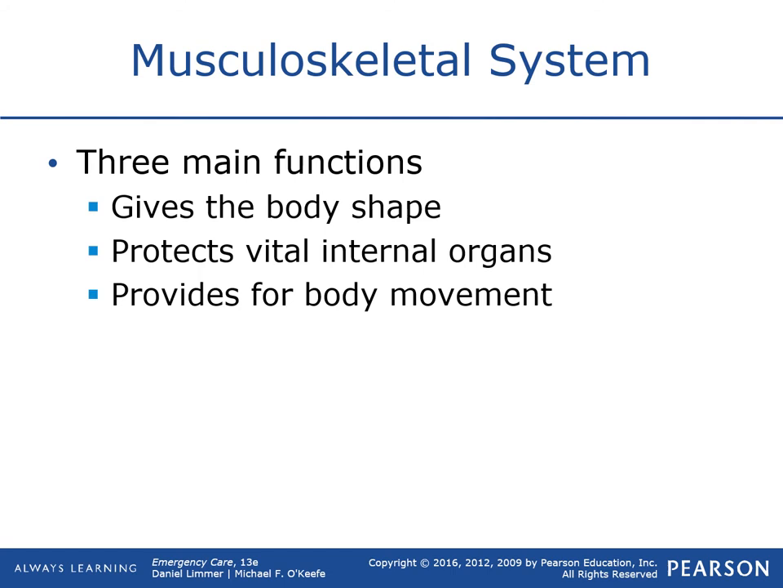Again, the musculoskeletal system has three main functions. First one is it gives the body shape. It gives it actual structure. Secondly, it protects your vital organs. If you think of your rib cage, that's your musculoskeletal system protecting your lungs and your heart, which are vital internal organs. It also provides your body movement. Muscles attached to your bones are what allow us to actually make movement.